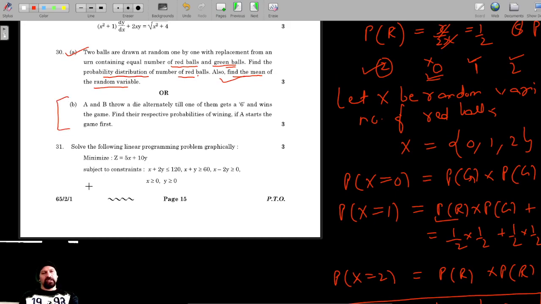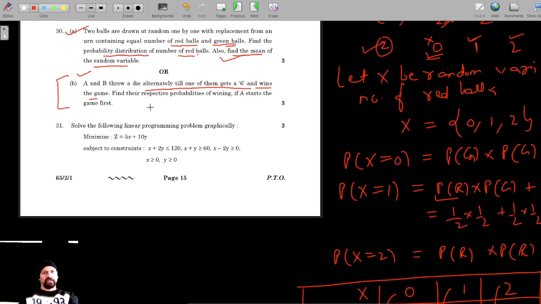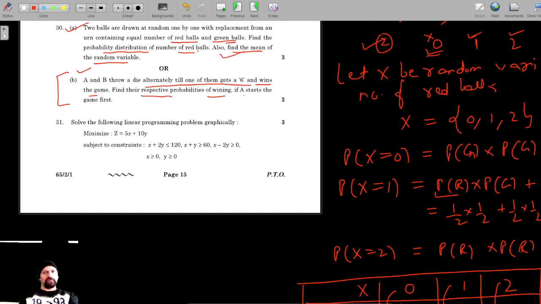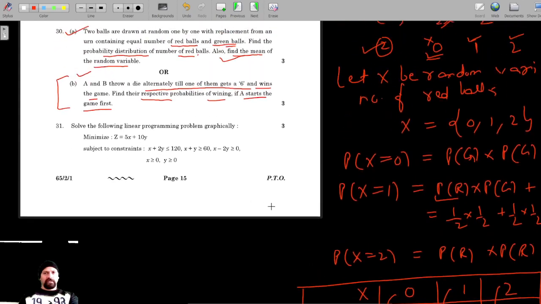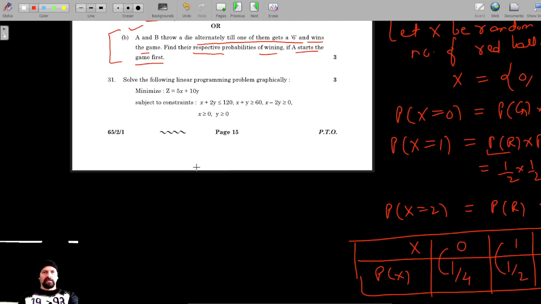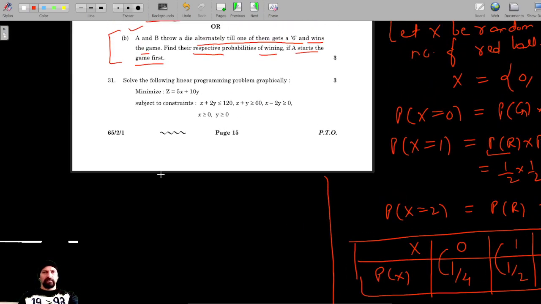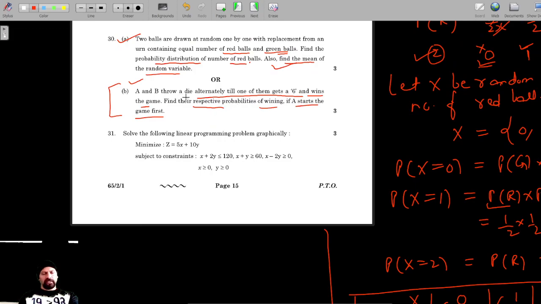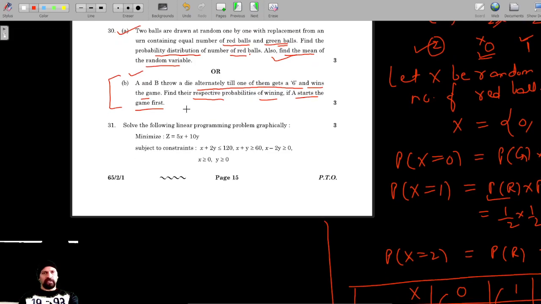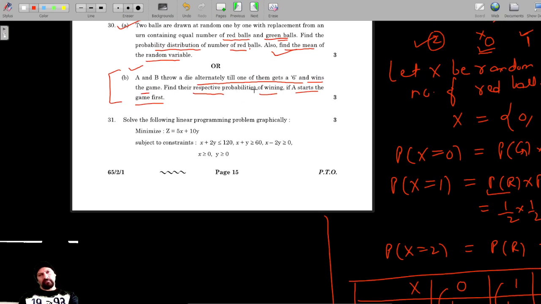It says that A and B throw a die alternately till one of them gets a 6 and wins the game. So getting a 6 will make that participant win the game. So we have to find the respective probabilities of winning if A starts the game first. Because a die is thrown alternately by the two participants A and B, and one who gets 6 first will win the game.